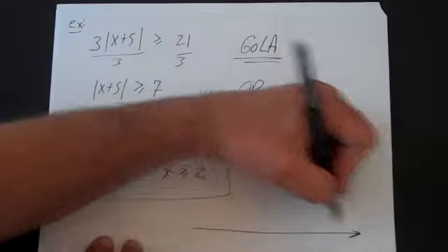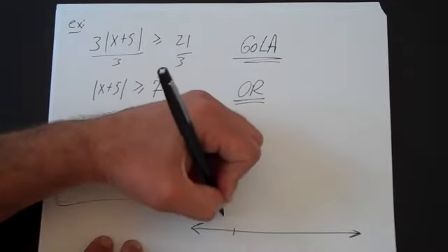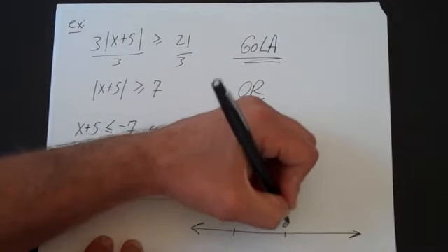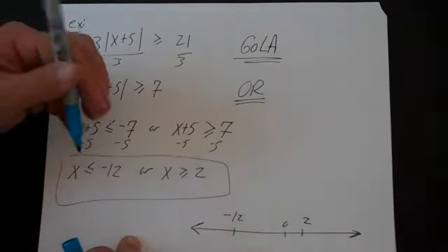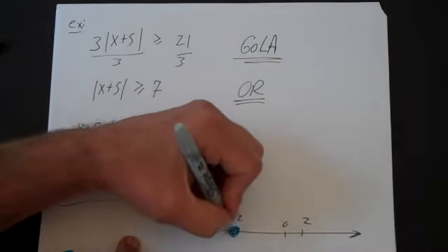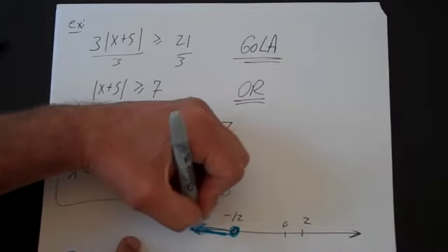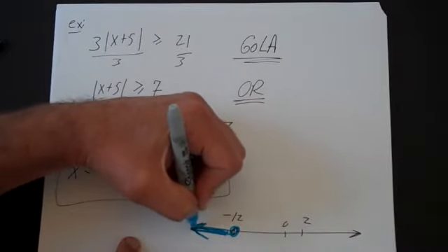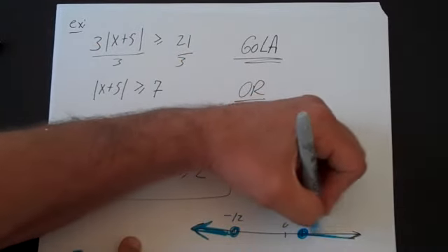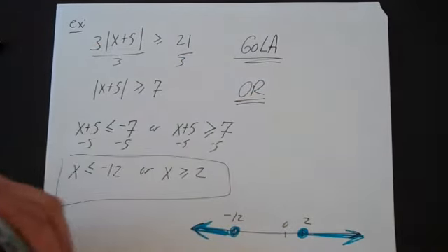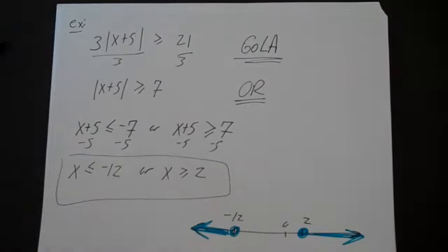If you want to graph it, you can just use a number line. Minus 12, 2. It's going to be a solid dot at minus 12, and it's going to go more negative than minus 12. And then it's going to be a solid dot at 2 and go more positive here. And that's how you do GO-LA problems.